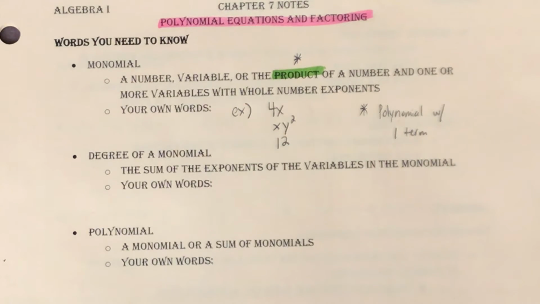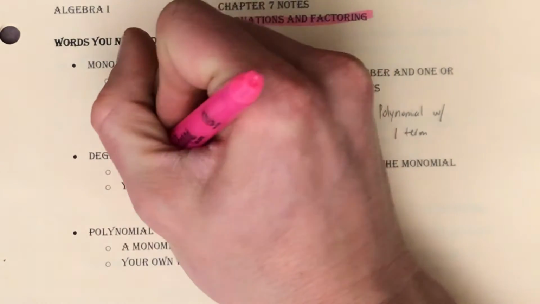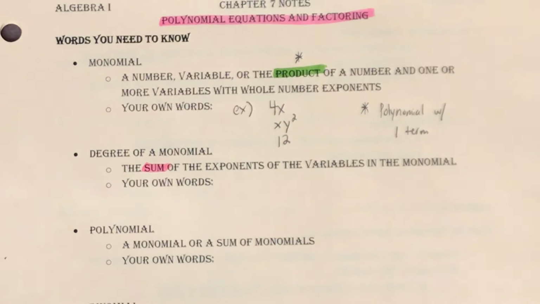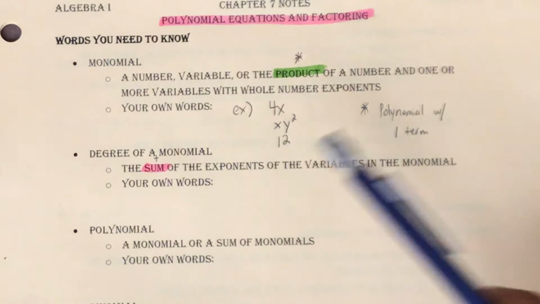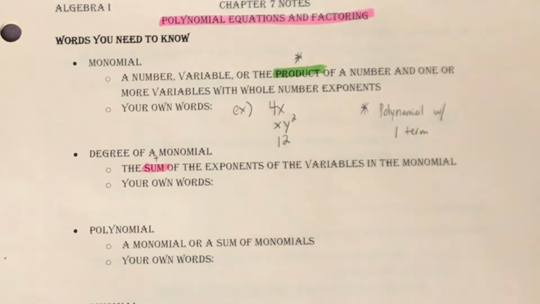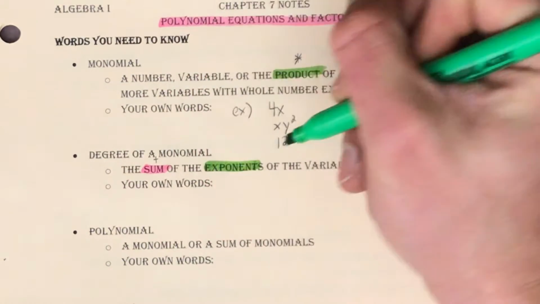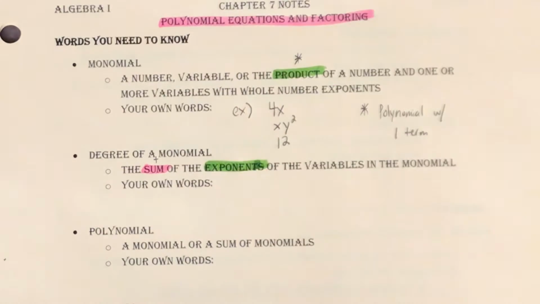Now, the second phrase we have is degree of a monomial. The degree of a monomial is the sum of the exponents of the variables in the monomial. Now, sum is a key word we have to remember. Sum means adding up, right? We're adding a bunch of stuff up and getting a total. Well, what are we adding? Again, we are adding the exponents of the variables in the monomial. So if there's more than one variable, we're adding up those exponents.